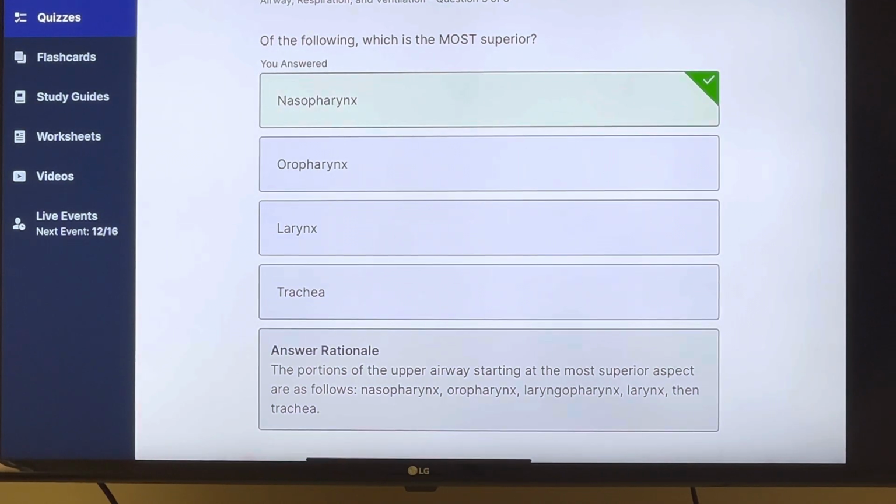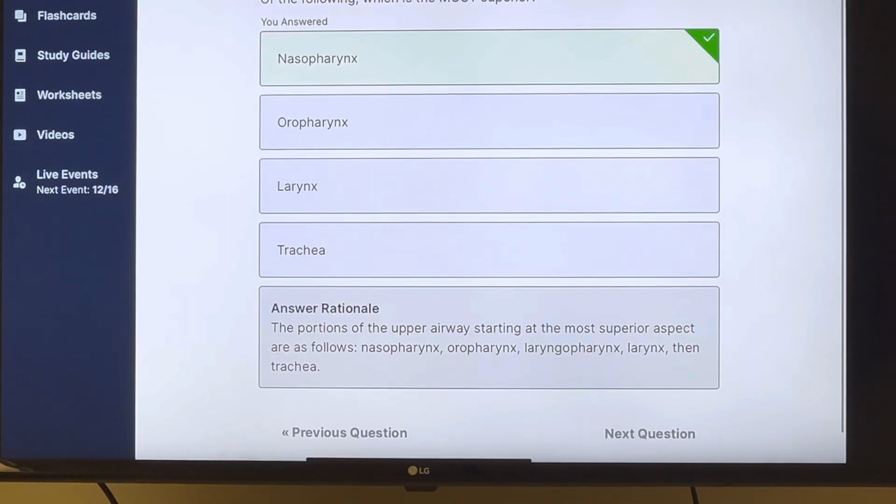Nasopharynx is higher. Yeah, good. Of the following, which is the most superior? The nasal. And this is the right order. You got nasopharynx, oropharynx, larynx, and then you got trachea. The larynx is in the middle. Trachea is really far down.